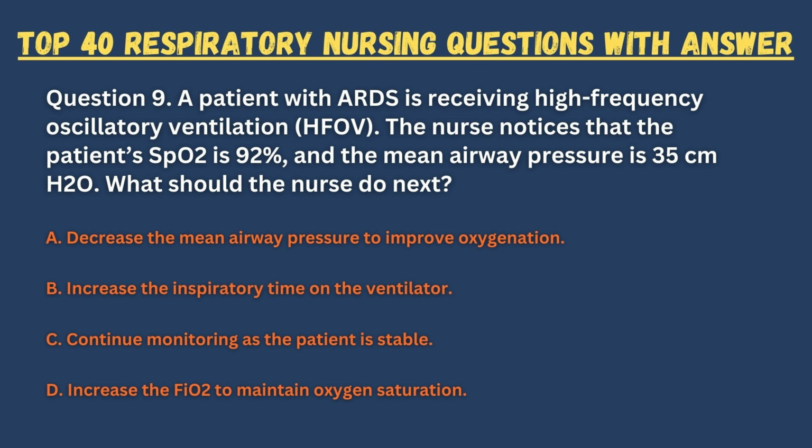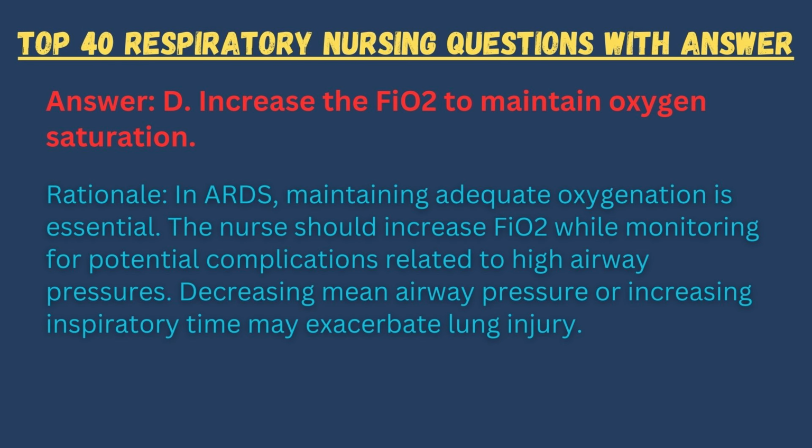A. Decrease the mean airway pressure to improve oxygenation. B. Increase the inspiratory time on the ventilator. C. Continue monitoring as the patient is stable. D. Increase the VO2 to maintain oxygen saturation. Answer: D. Increase the VO2 to maintain oxygen saturation.